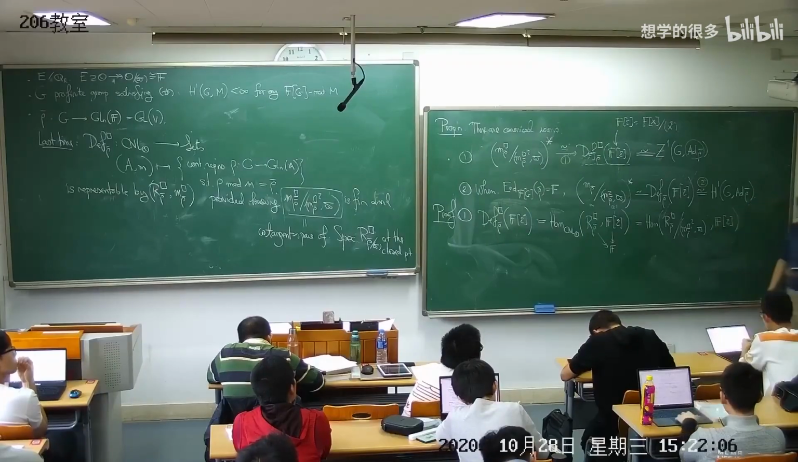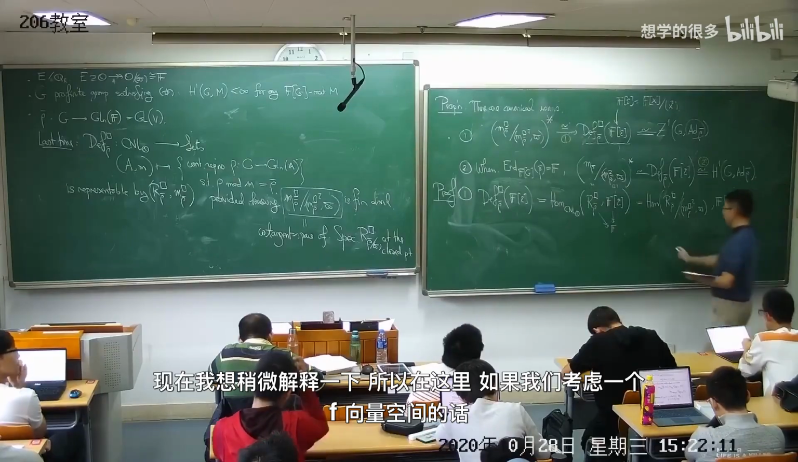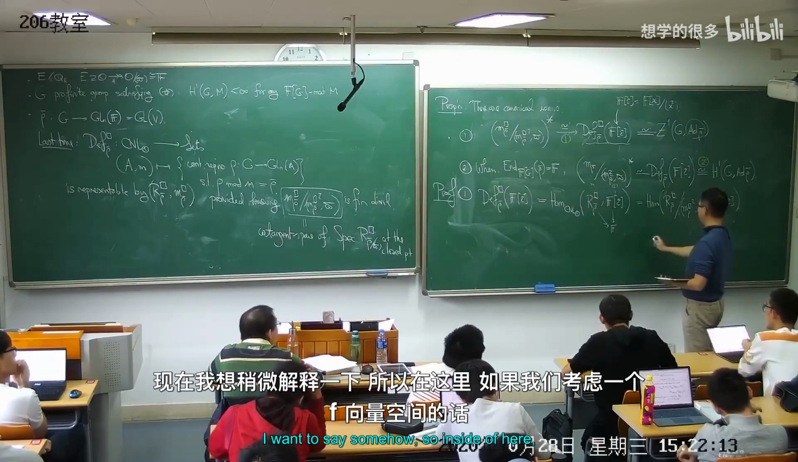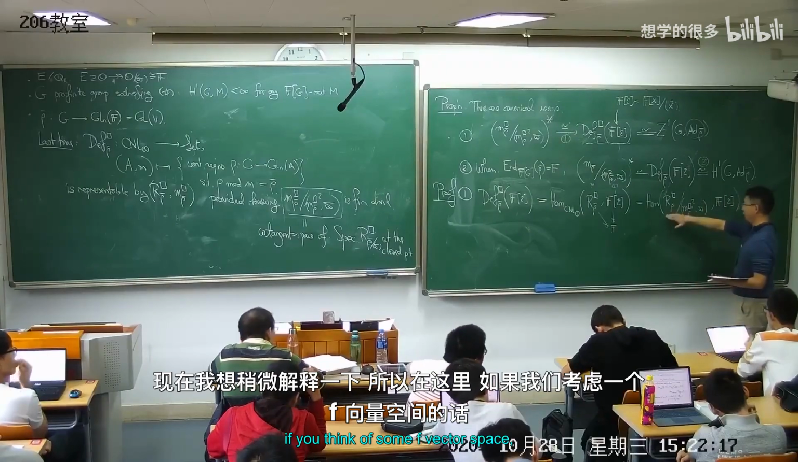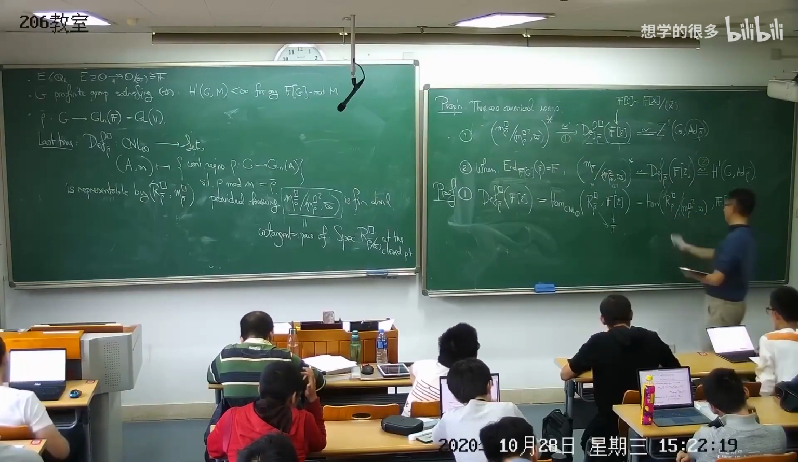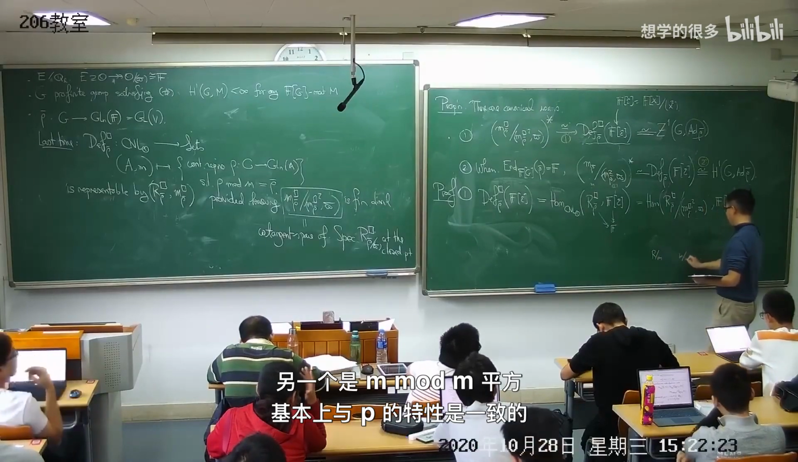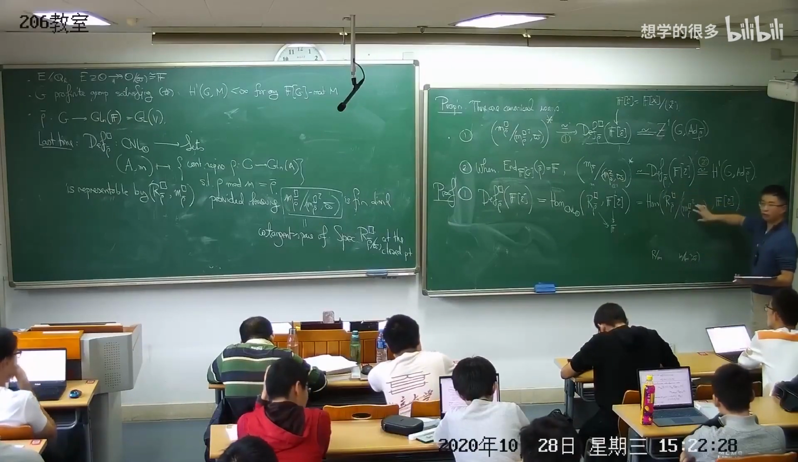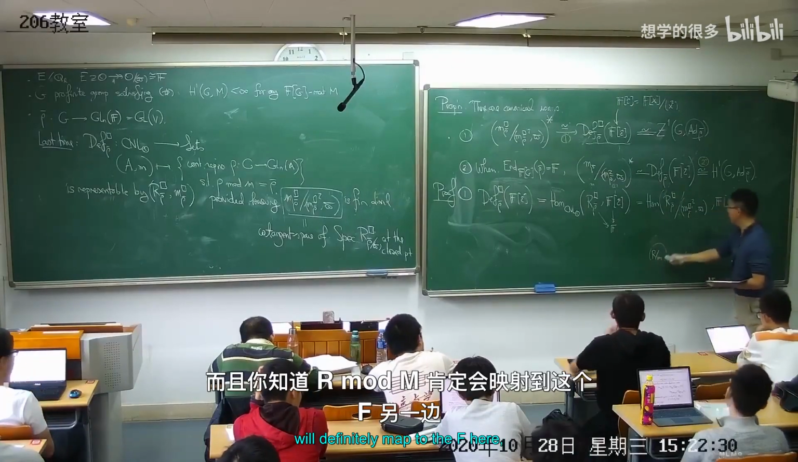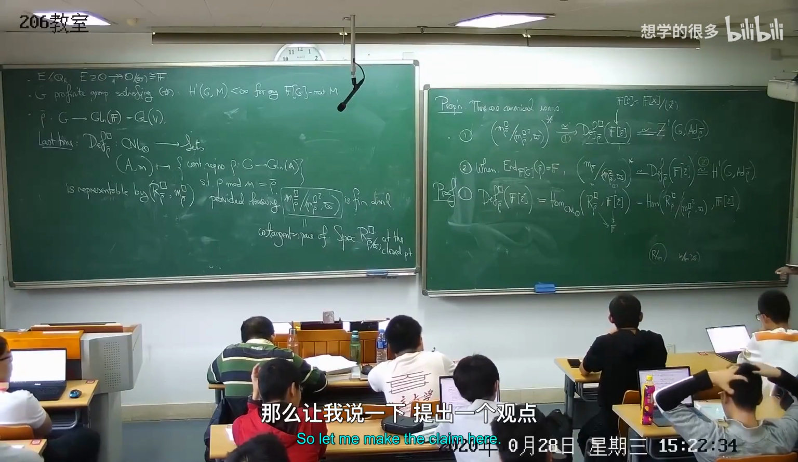Okay. Now I want to say that, inside of here, if you think of some F vector space, there are two things. One is R mod M. The other is M mod M squared, basically, in characteristic p. So you can separate this into two parts. And you know that R mod M will map to the F here, and the other side will map to the epsilon. So let me make the claim here.